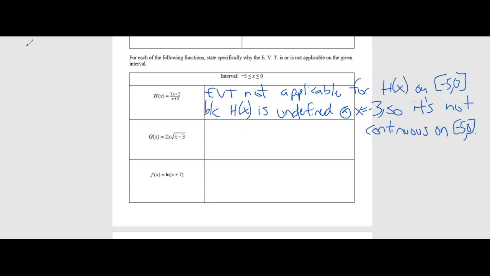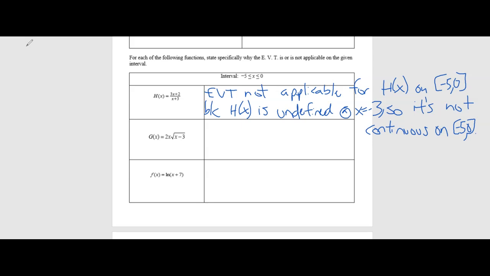If we take a look at g of x, this function has a radical in it, so we need to just look at where the quantity underneath the radical is negative. That would be where this function does not exist, or where it's undefined. And we can see that any number less than 3 is going to make this function undefined, right? Because we're going to get a negative number underneath the radical.